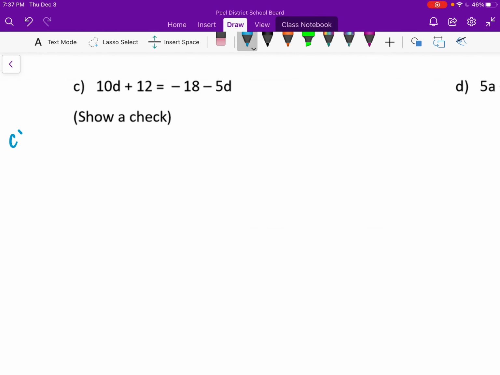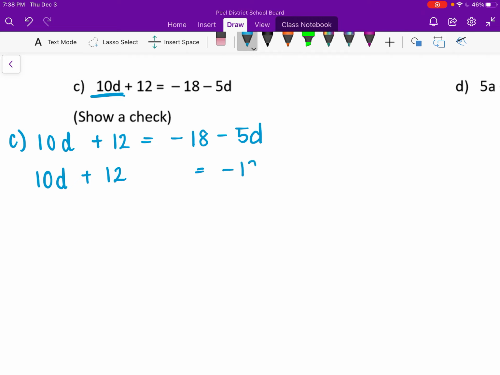All right, so then we have C, 10D plus 12 equals negative 18 minus 5D. So again, I like to keep all of my variables on this side. So I'm going to try to get rid of this negative 5D on this side. Minus 5D, in order to make that a 0, I'm going to add 5D. And whatever I do to that side, I have to do to this side. So I'm going to add 5D over here.